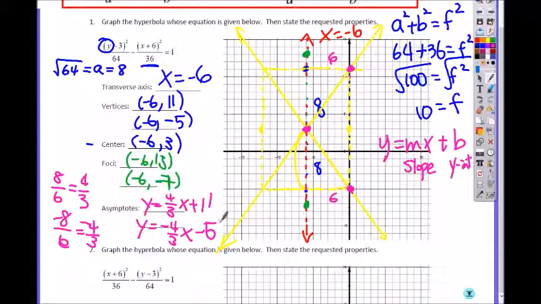So now, how do you draw your hyperbola? You start from the vertex. It gets closer and closer to the asymptote, but never touches it. So the asymptote gives you the shape of the hyperbola, how wide or narrow it opens. Make sense?